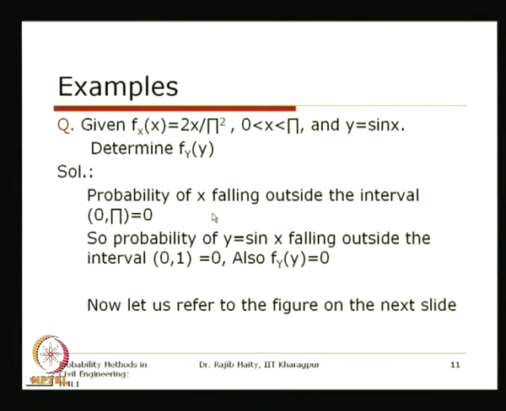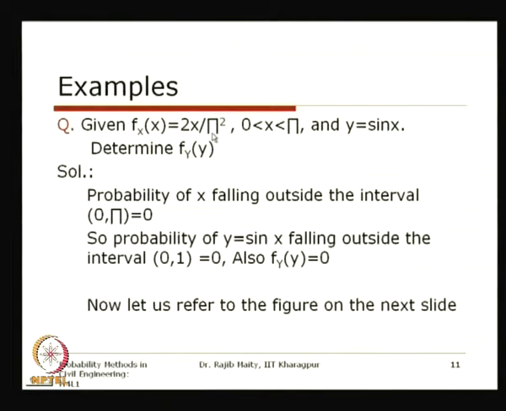We will just take one small example. This is purely a mathematical example, before I come to the civil engineering example. Suppose that the density of a function is given as 2x by pi square, with the support from 0 to pi. You can also check what the conditions are for a function to be a PDF, so whether those conditions are satisfied over this support or not.